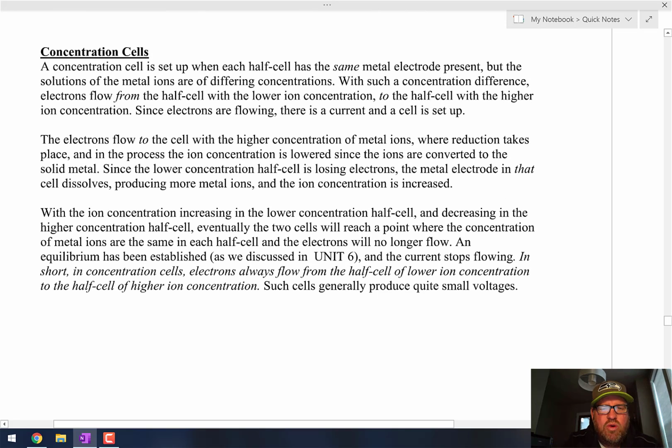And then one more thing here. This comes up every now and then. Sometimes you might have a voltaic cell where it's the exact same thing on both sides, but one side has a higher concentration than the other. This is called a concentration cell, and that's when each half cell has the same metal and the same solutions, but of differing concentrations.